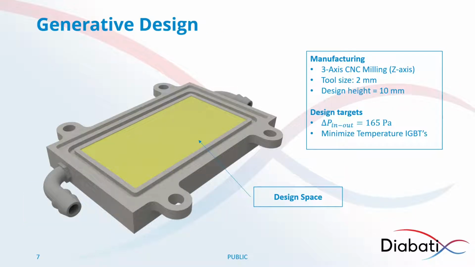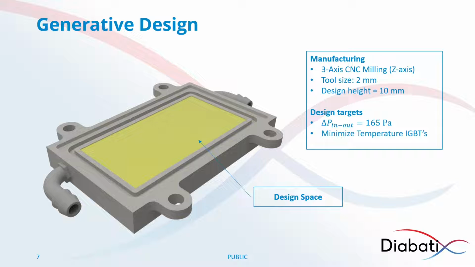So we know now everything about the geometry of the case. We know everything about the boundary conditions of the case. Let's have a look then at the constraints of the design. Since it's generative design, we will create a design. So that means that we also need to put some constraints on it. We want to have, for instance, a design at the end which is manufacturable.